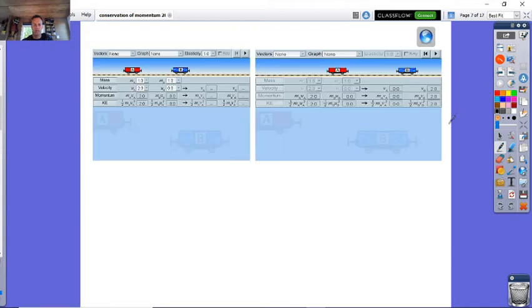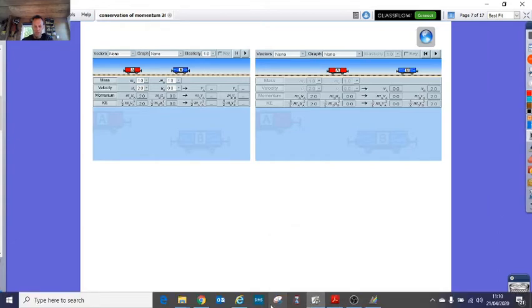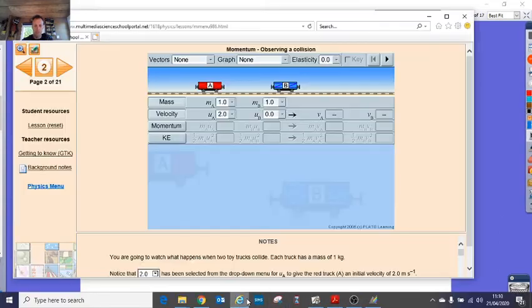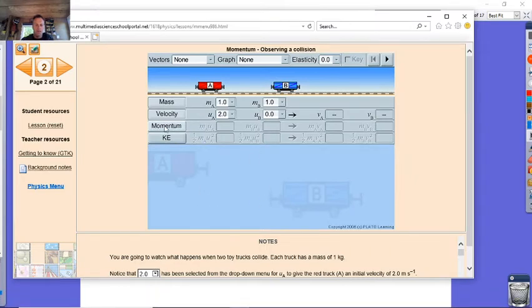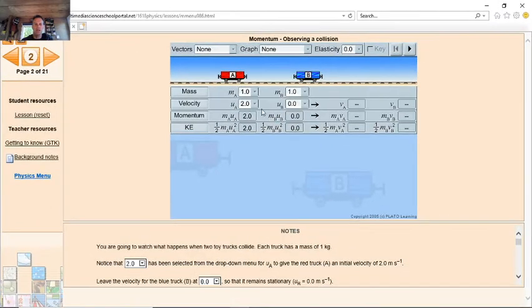Now, to show you elastic collisions, I'm going to go into this lovely bit of software just here. I'll use this quite a bit actually because it's a really good piece of software. Here we go. Making this bigger so you can see it. Here you've got truck A and truck B. Truck B is going to be stationary and truck A is going to hit it. I'm going to make this a totally elastic collision. This has got mass 1, that's got mass 1. This has got velocity 2, that's initially going to be 0.